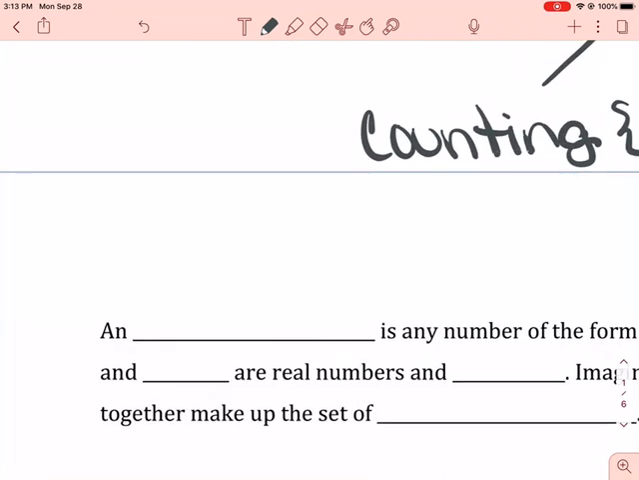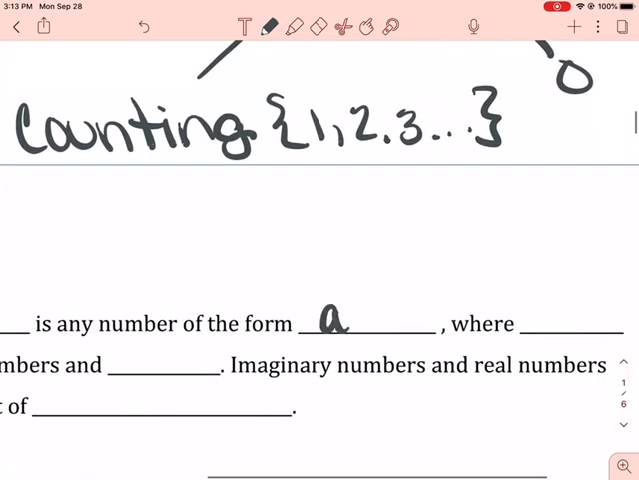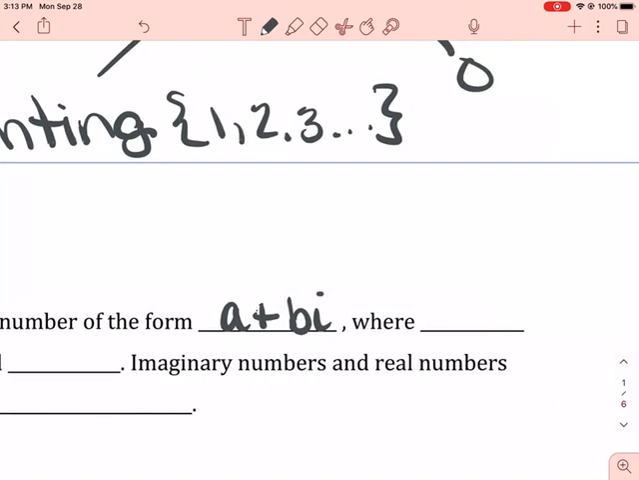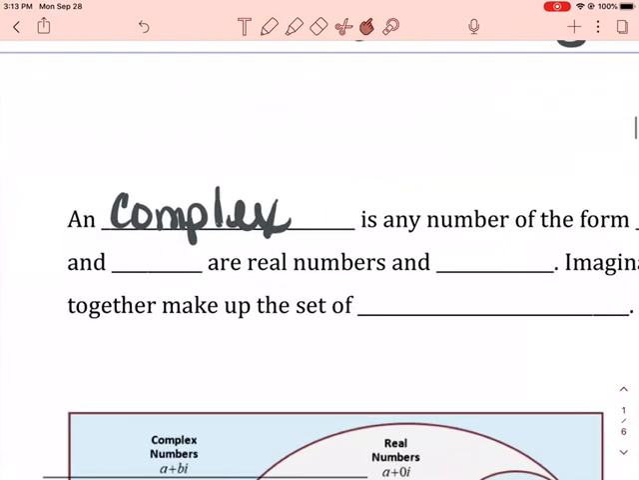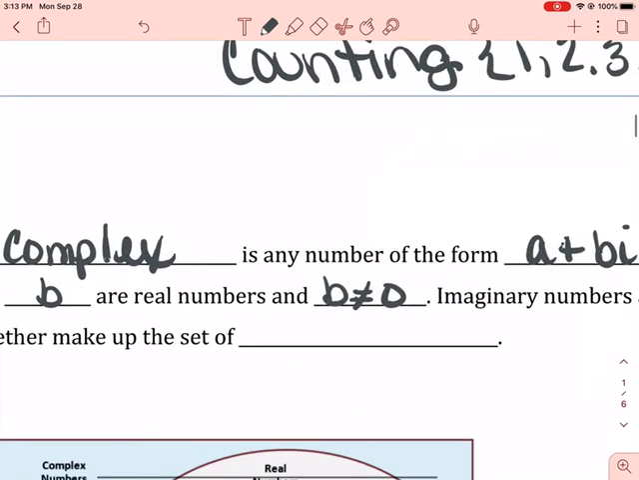A complex number is any number in the form a + bi, where a and b are real numbers. There we go. And b does not equal 0. Okay. Imaginary and reals together made up the complex.